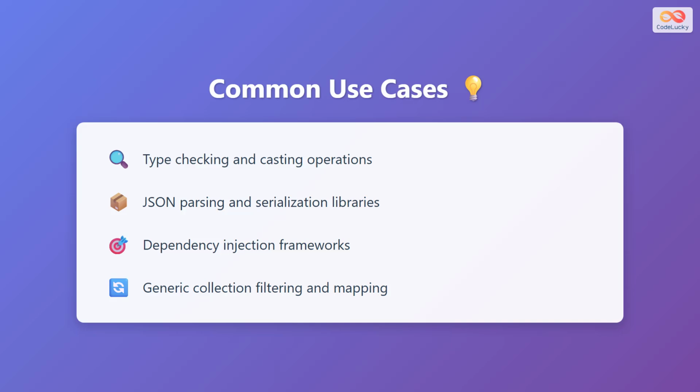Reified type parameters are commonly used in several scenarios. First, type checking and casting operations, as we've seen. Second, JSON parsing and serialization libraries like Gson and Kotlin serialization use reified types to determine which class to deserialize data into. Third, dependency injection frameworks use them to resolve dependencies based on type information. And fourth, generic collection operations like filtering and mapping by type. Understanding reified type parameters is essential for writing type-safe, flexible Kotlin code, and for using many popular Kotlin libraries effectively.